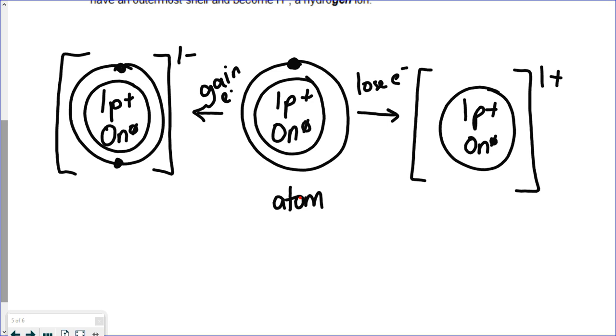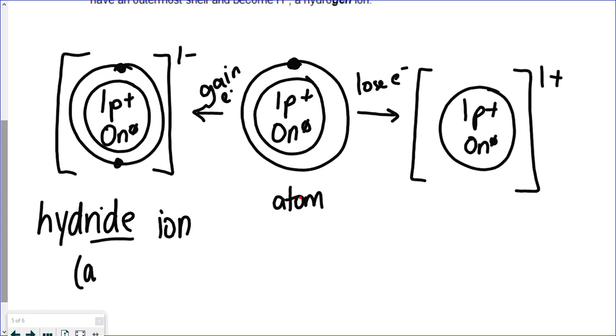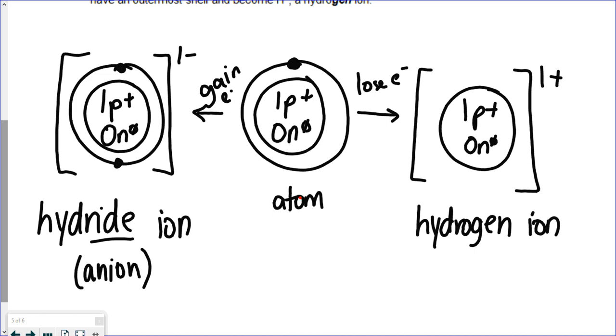So just naming those: when you have something that has a negative charge, we call that a hydride ion. And again, that's an anion because it is negative. When you have something that is positively charged, we just call that a hydrogen ion, and that is the cation of hydrogen.